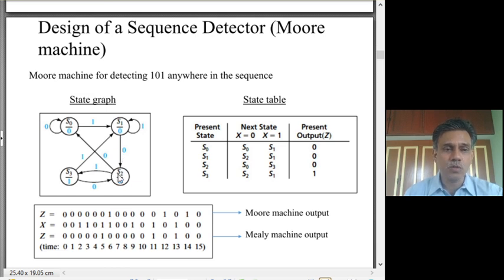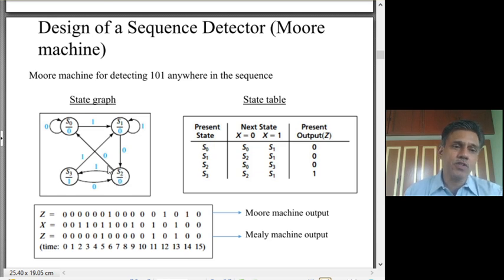Therefore, from S2, at the end of the clock period, when a 1 comes, it remembers that it has to go to S3. At the end of the clock period, it goes to S3, and then in that full clock period, 1 will be there when it is in the state S3. Other things can be easily taken care of.